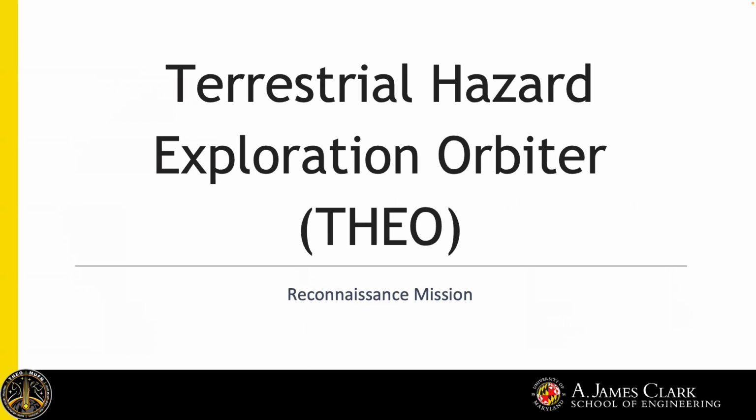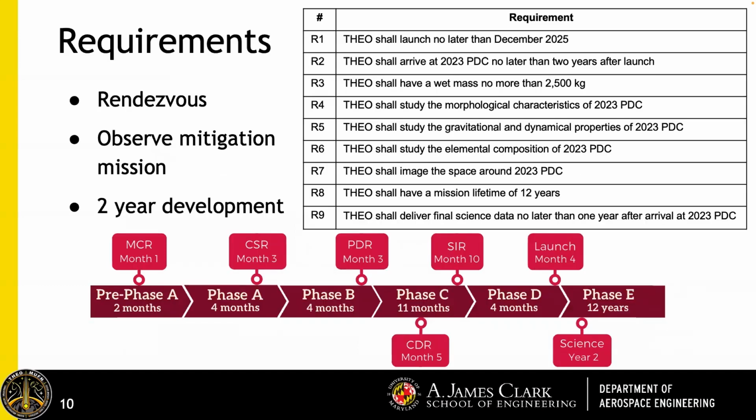All right, moving on to our exploration orbiter, our rendezvous mission. This spacecraft was designed to rendezvous with the asteroid. What that means is that it would reach the asteroid and then move into orbit around it, so that it could take pictures and get data about how big the asteroid is, what it is made out of, and what its topography is. That information is crucial to know when designing a mitigation mission.